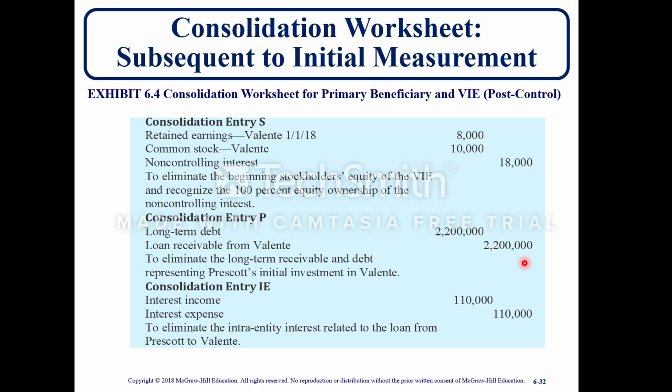Consolidating entry S is to eliminate the beginning stockholders' equity of the VIE and recognize 100% equity ownership of the non-controlling interest. You have a debit to retained earnings, a debit to common stock, and a credit to non-controlling interest. Consolidation entry P from the previous worksheet is to eliminate the long-term receivable and debt representing Prescott's initial investment in Valente, the $2.2 million, with a debit to long-term debt and a credit to the loan receivable. And consolidation entry I, to eliminate the intra-entity interest related to the loan from Prescott to Valente, was $110,000, a debit to interest income and a credit to interest expense.